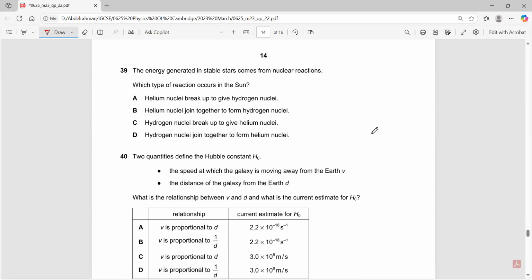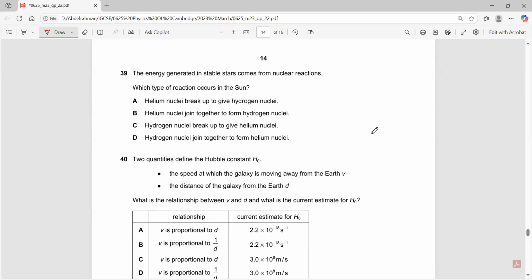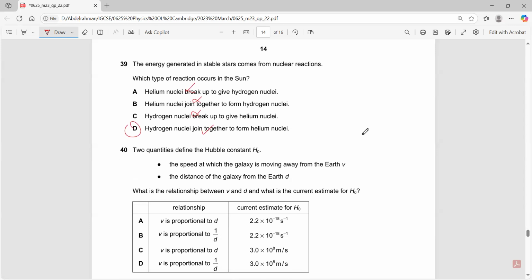The energy generated in stable stars comes from nuclear reactions. Which type of reaction occurs in the sun? Fusion, right? Helium nuclei breakup, helium nuclei join together? No, hydrogen nuclei join together to form helium nuclei.